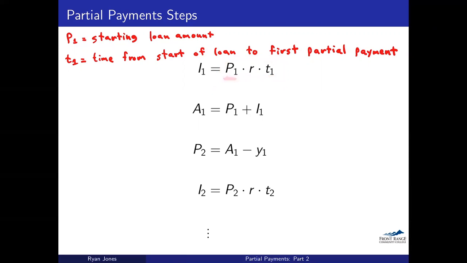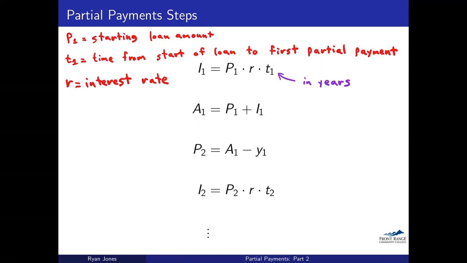So we've got P1, which is that loan amount, multiplied by the interest rate R. Go ahead and write that in. R is the interest rate. That won't change at all. And then as we saw before, this T1 has to be in years. So I1 equals P1 times R times T1, with T1 in units of years.